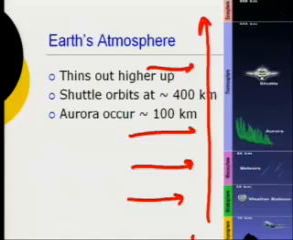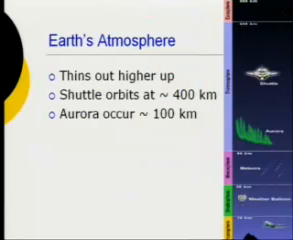Above that is when you go on the space shuttle, so you'll be able to look down on the aurora. And above that is essentially, well, the Earth's atmosphere thins out slowly. And eventually goes to essentially nothing, a higher vacuum than we can easily make on Earth.